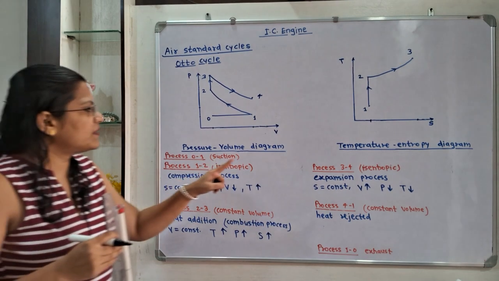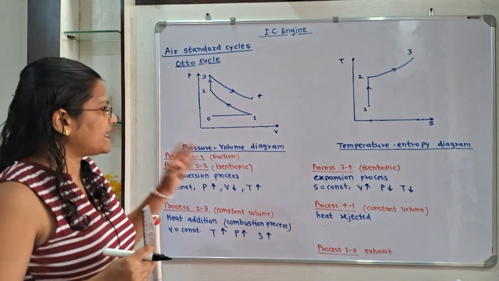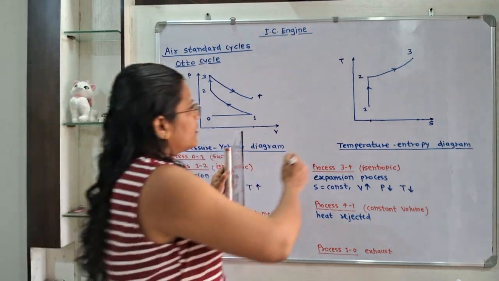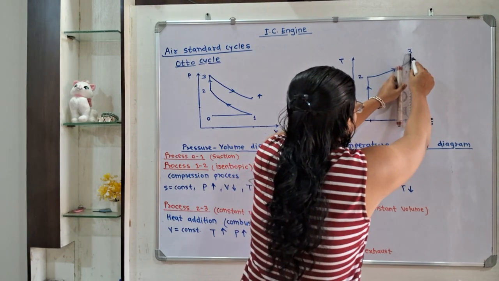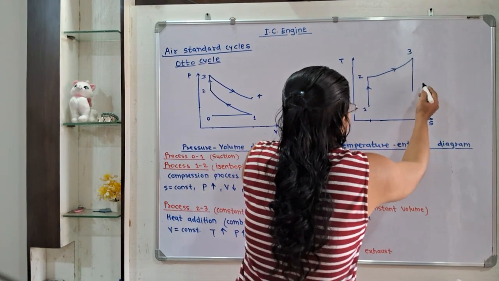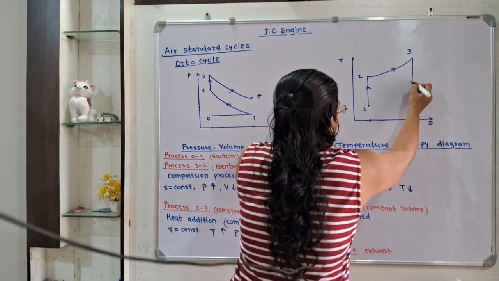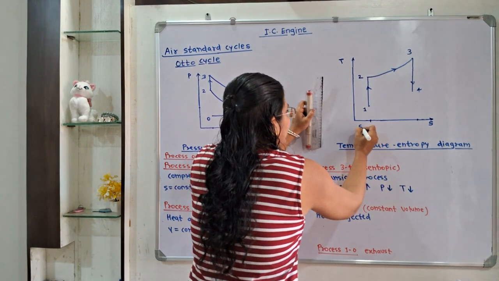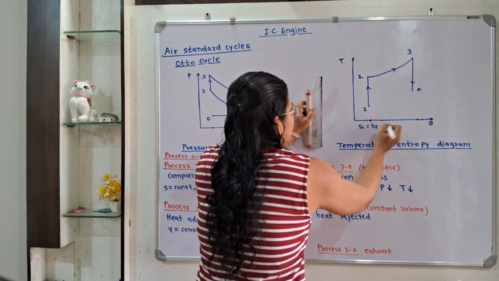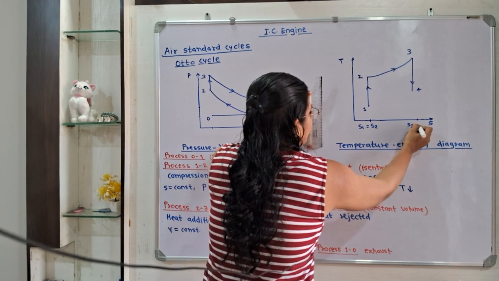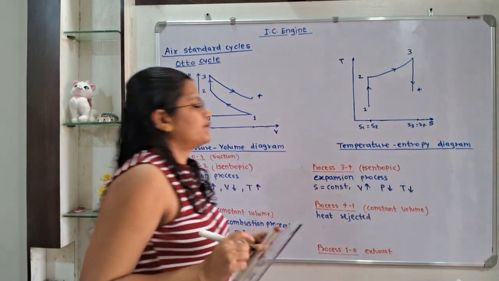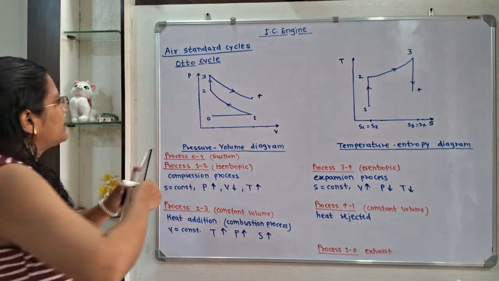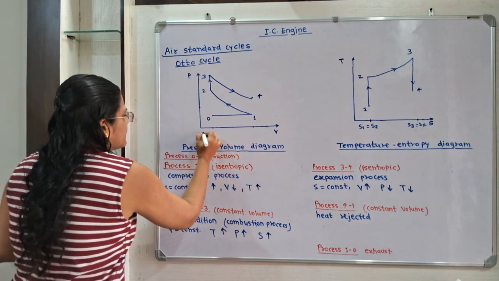Now next we will show this on the TS diagram. So S is constant and T decreases. So it is important: T decreases. So I will show here, this is the point 4 and S will remain constant. So we will write here S1 is equal to S2 and S3 is equal to S4. And here also we have to write V2 is equal to V3.